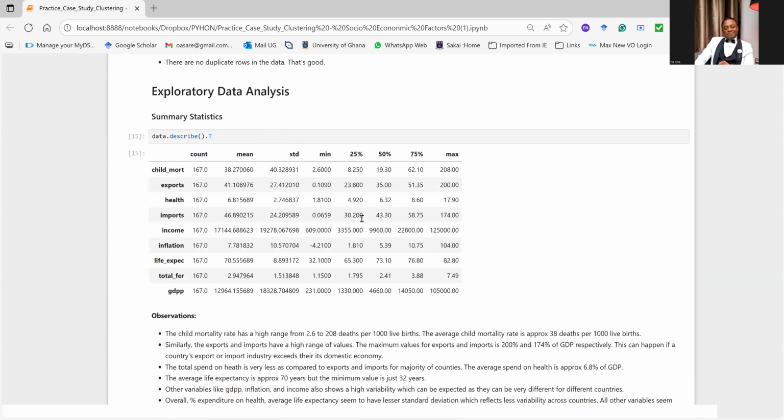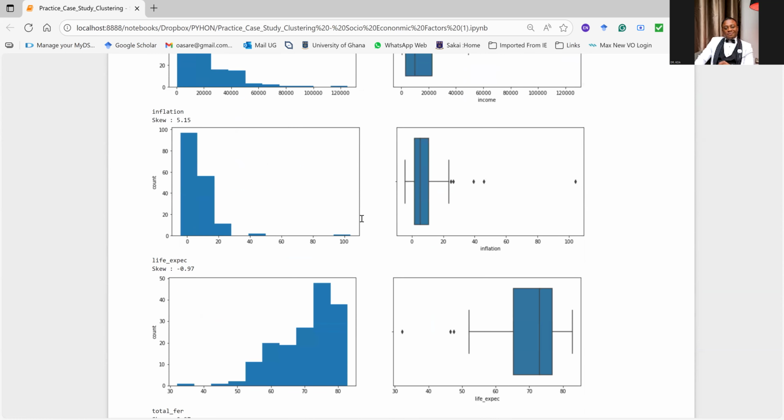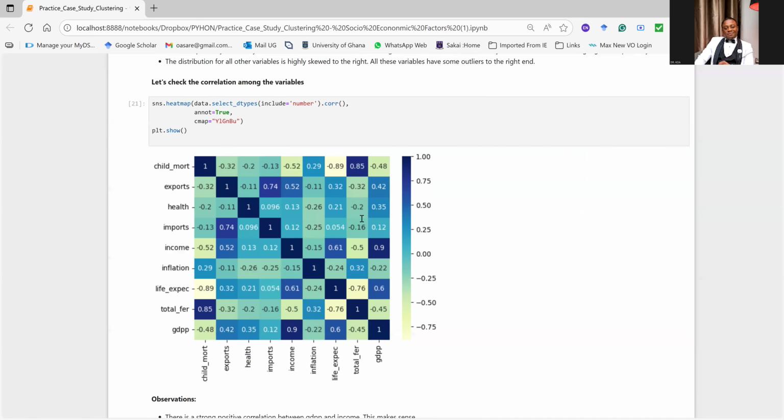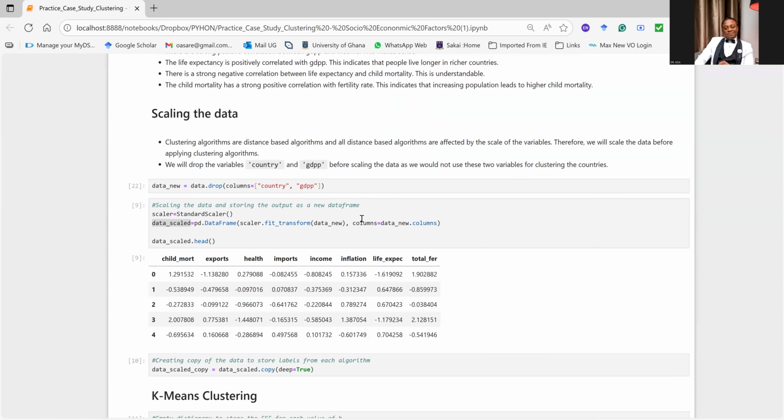Let's come now to Afghanistan in the scale data set. Look at Afghanistan. Okay. Child mortality is 1.29, income is 9. So you can see that they are all within a similar number. We have scaled the data now. The good thing about this scaling is that it makes clustering work perfectly. Any question?